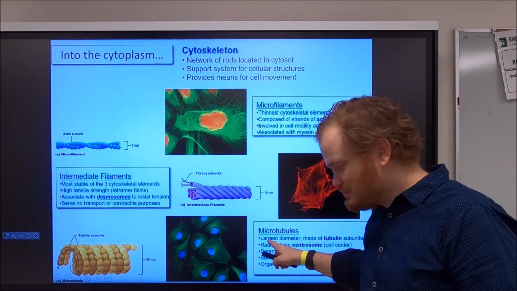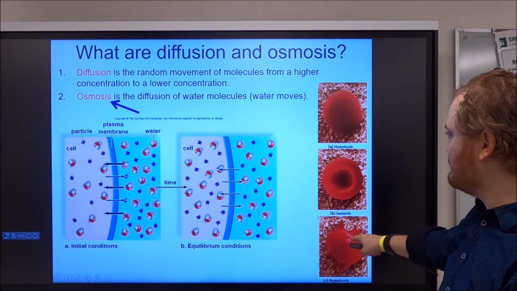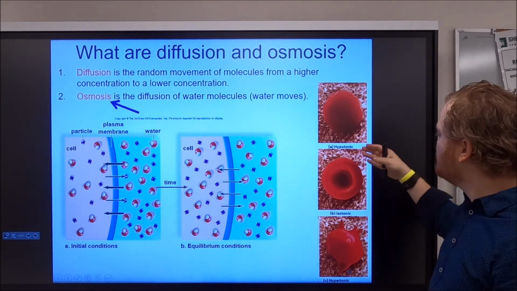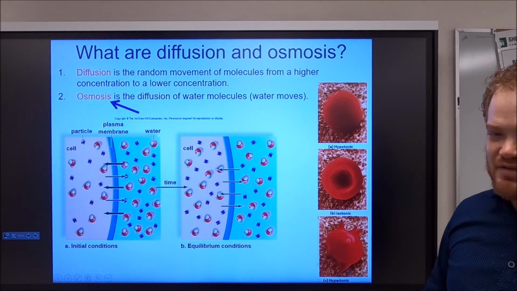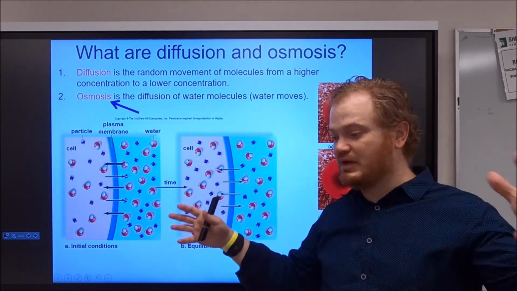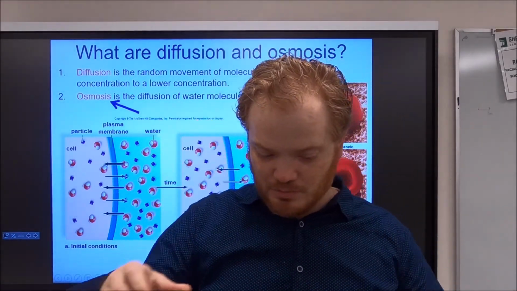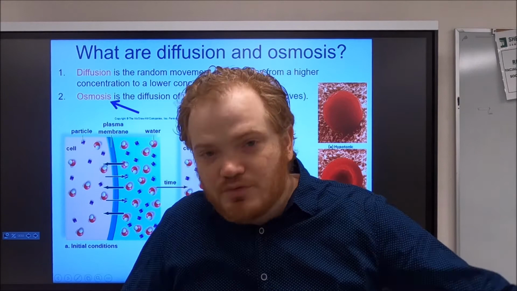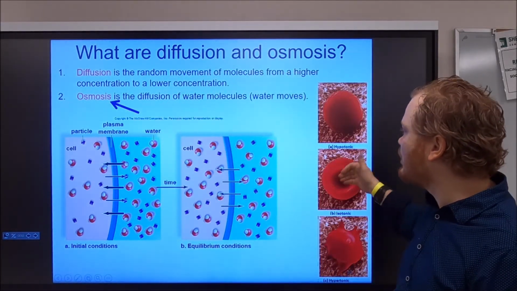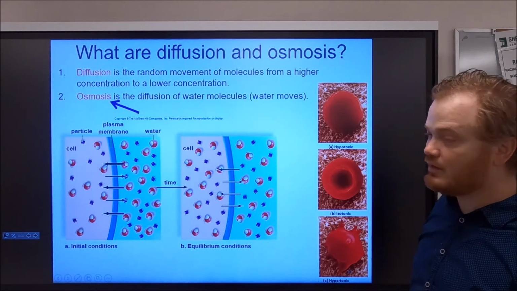Those are microtubules. You can see them here in this crenated or shriveled up cell. Those are examples of osmosis. That's water moving across a membrane. Diffusion is movement of just particles in any medium. So if I took red blood cells and dropped them into a big bucket of water, they would diffuse through it. That's diffusion. Osmosis is crossing that membrane, the movement of water itself.